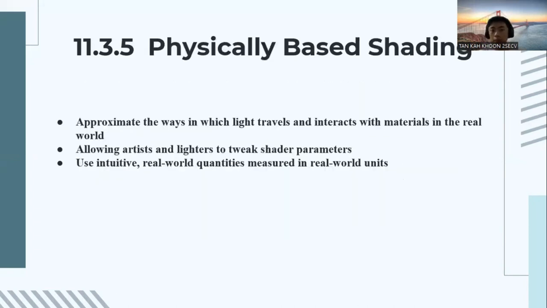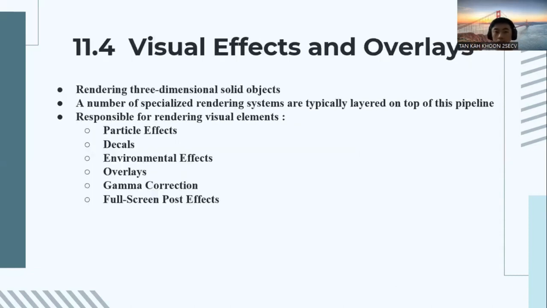Next, we'll go to physically based shading, which approximates the ways in which light travels and interacts with the material in the real world. This allows the artists and lighters to tweak shader parameters and use intuitive real-world quantities measured in real-world units. Next, we'll go to visual effects and overlays.